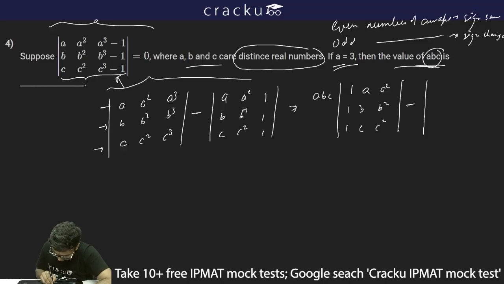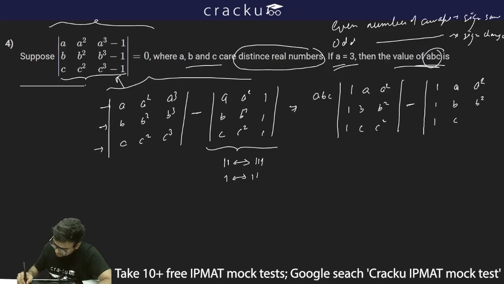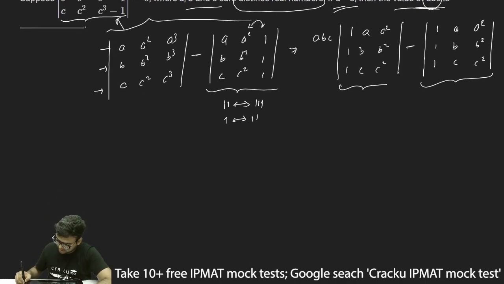Now if I just consider this part, I first swap the second column and third column, and then I swap the first column and the second column. So after all the swapping, what will it become? It will become 1, 1, 1, a, b, c, and a square, b square, c square. The second and third column exchange makes the 1, 1, 1 the middle column, and after the first and second exchange, the 1, 1, 1 becomes the left column, a, b, c becomes the middle column, and a square, b square, c square becomes the right column. Now both of these are the same, so I can take this as common.